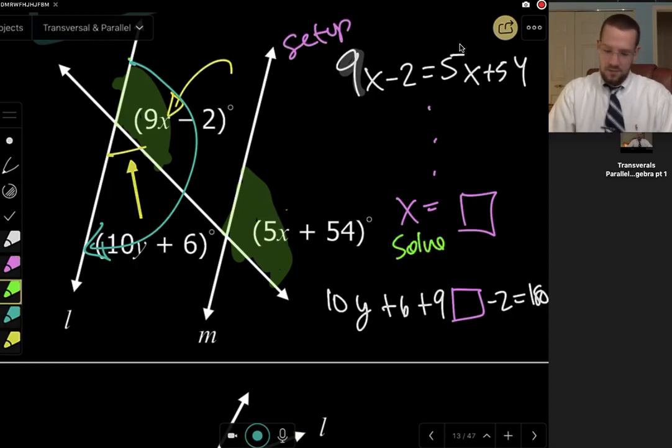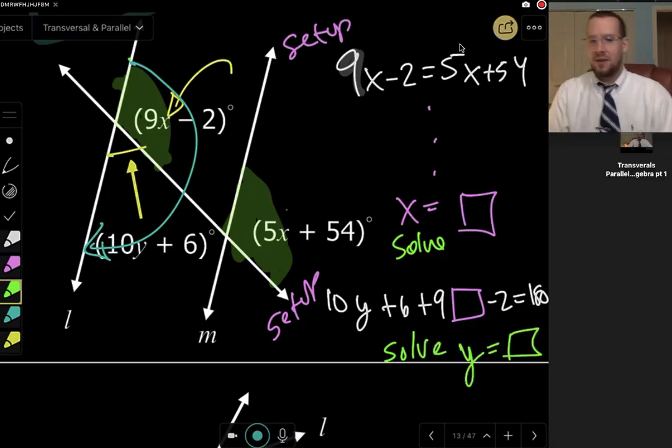So set up, solve, set up, and then I would solve for y, where I would find y is equal to some number. So that's the pattern here. We're setting up the equation, we're solving it, we're substituting, we're setting up another equation, and we're solving it.